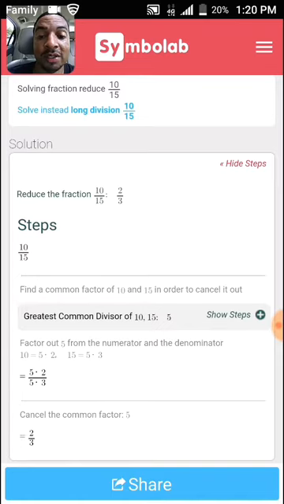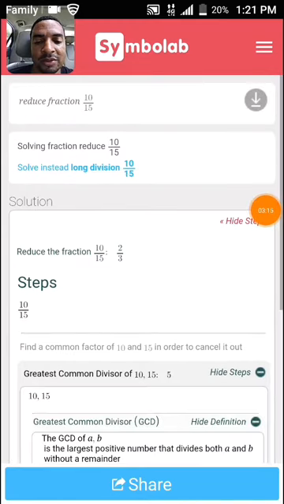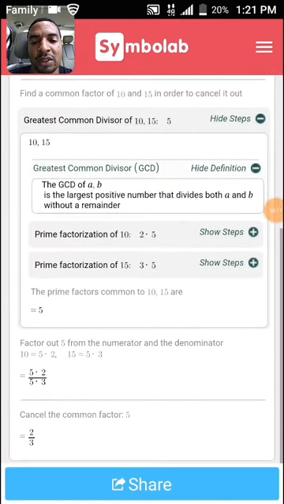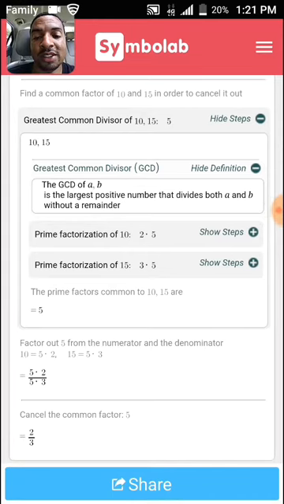The greatest common divisor of 10 and 15 is 5. So let's show those steps. How do we get 5, you might ask? The greatest common divisor, or GCD, of A and B is the largest positive number that divides both A and B without a remainder. Prime factorization of 10 gives us 2 times 5. You remember how to do a factor tree? That's another way to find your factors. Prime factorization of 15 is 3 times 5.